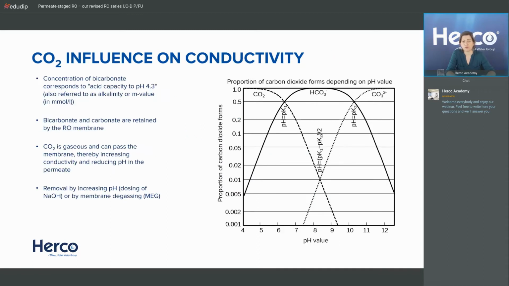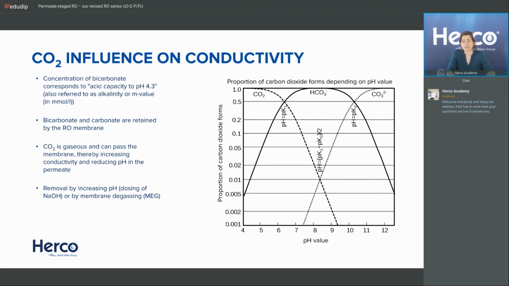Now I want to show you something else that I mentioned just before with the tank. We also have some influence of CO2 on the conductivity, and that's why we need a membrane degasser to get to really low conductivity values. You can see here the carbon dioxide forms you have in the water. So you have CO2, you have bicarbonate, HCO3 minus, and you have carbonate, which is CO3 2 minus.